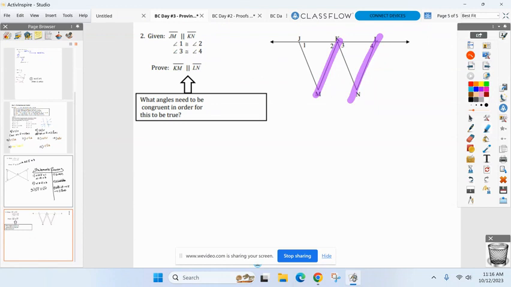Okay, go ahead. 2 and 4. I like it. 2 and 4. Yeah, good job. If anybody said 1 and 3, you're on the wrong lines. Okay, 2 and 4. Good group over there.